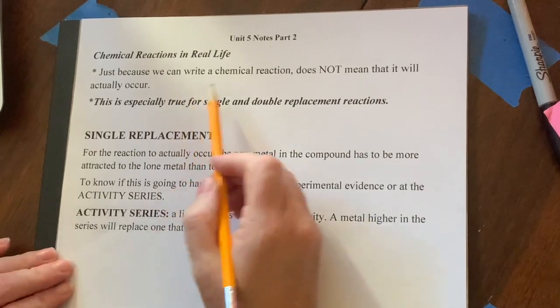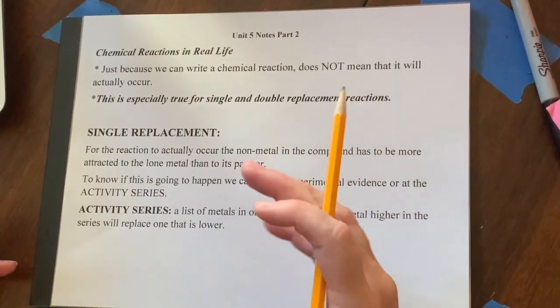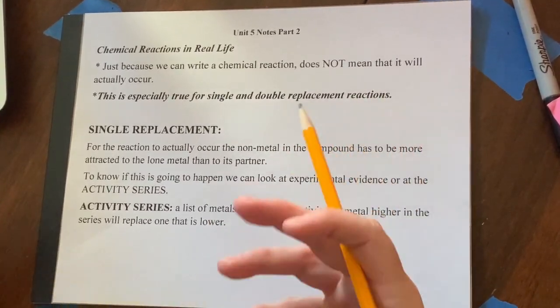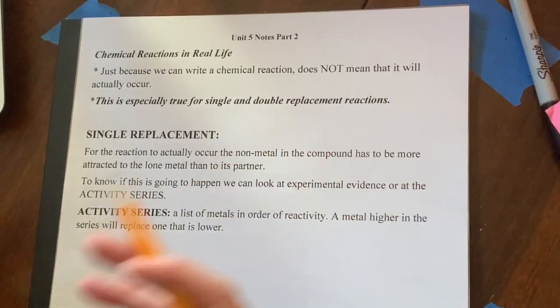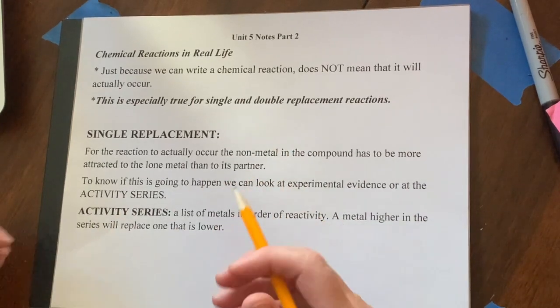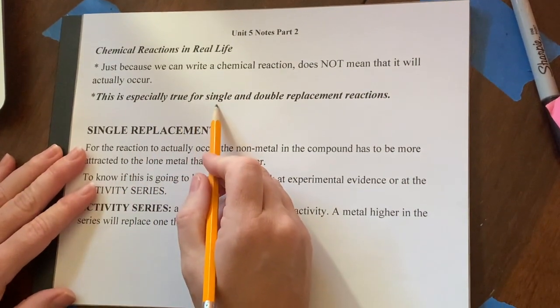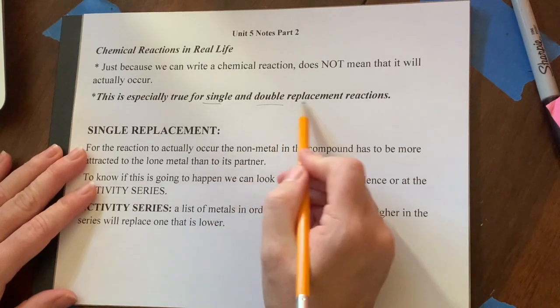Just because we can write a chemical reaction does not mean that it will actually occur. Remember, for a chemical reaction to occur, a chemical change has to happen. And just because, again, we can write them doesn't mean it's going to happen. This is especially true for single and double replacements.